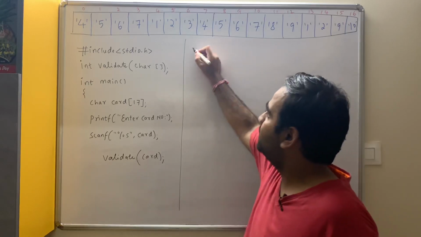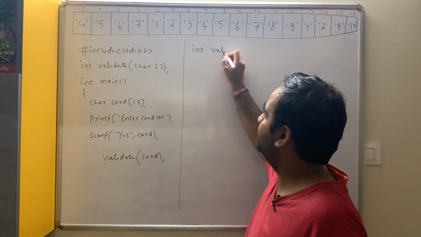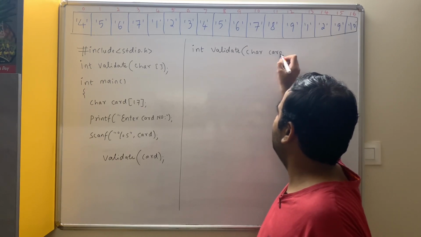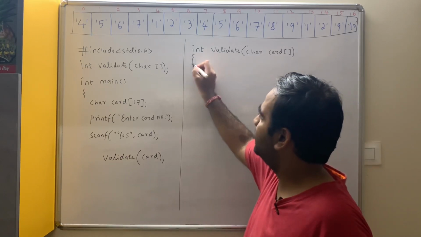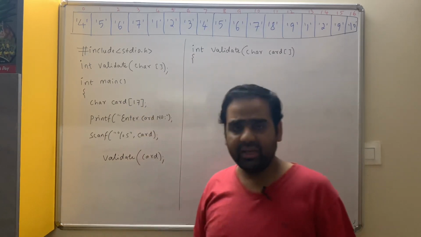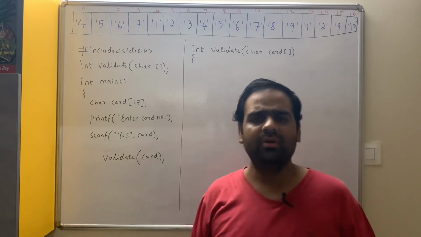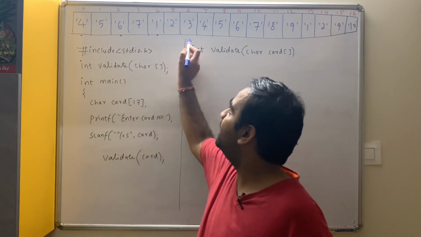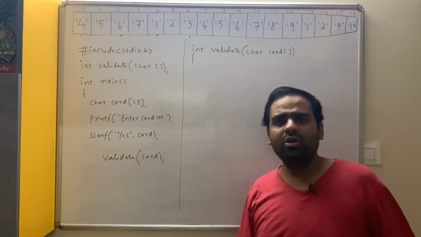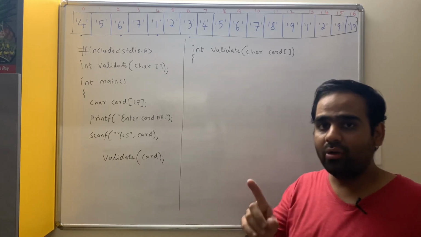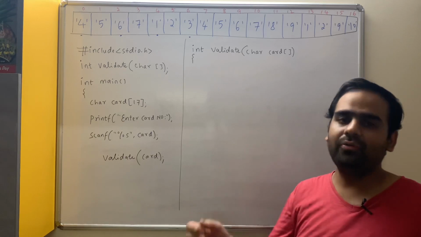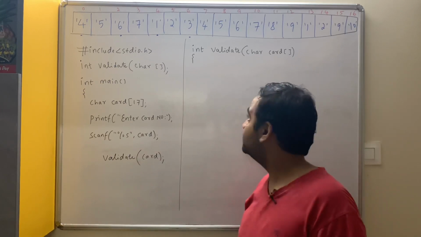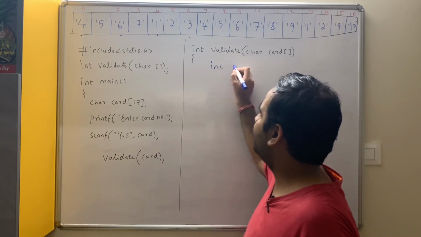Now, let's try to write it. Int validate. What is the first parameter? Character one dimensional array. Now what do we need to do? We need to take the indices of the even positions, and I need to multiply these by 2. If I want to multiply, I multiply 4 into 2. I do not multiply the ASCII value of 4, which is 52, into 2. Therefore this 4 has to be converted to an integer.